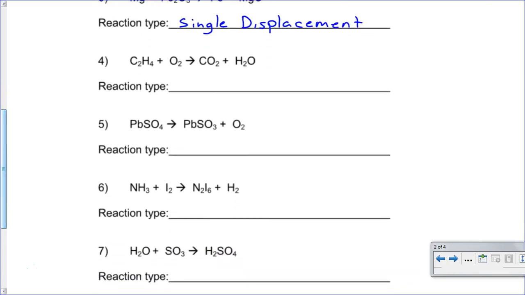Number 4, this one here we've got C2H4 reacting with oxygen. It forms carbon dioxide and water. This is a combustion reaction because we've got that hydrocarbon fuel. It reacts with oxygen. It produces carbon dioxide and water. So again, those are pretty recognizable because there's always oxygen there, there's carbon dioxide, and there's water, and then we have that hydrocarbon fuel on the reactant side. So combustion is what we end up with on this one.